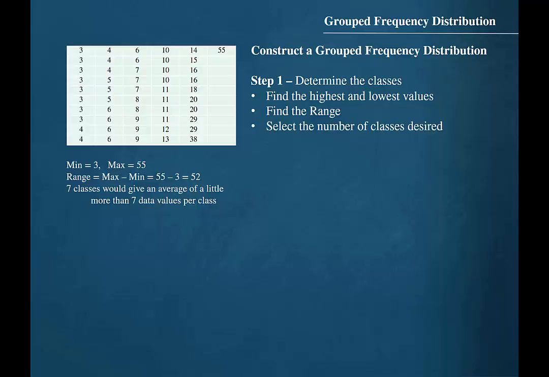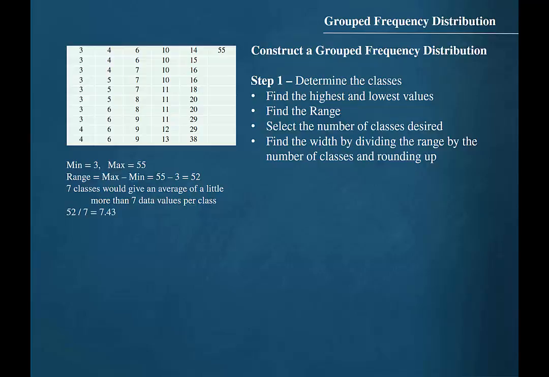7 classes would give an average of a little more than 7 data values per class. We should be able to see trends in the data with 7 classes. Find the width by dividing the range by the number of classes and rounding up. 52 divided by 7 is 7.43. Rounding this up would give us a class width of 8.